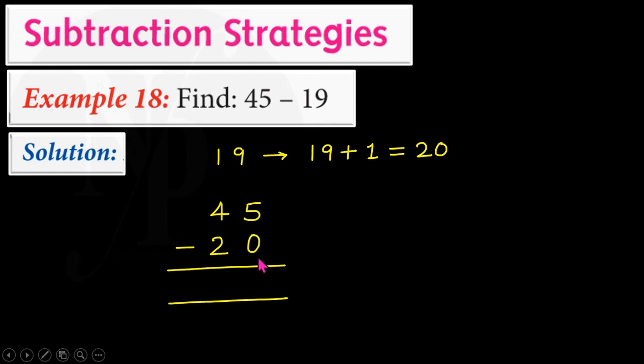Let's do it now. Let's subtract. On subtracting 0 from 5, you get 5. And on subtracting 2 from 4, you get 2. But this is not the correct answer for the asked question.